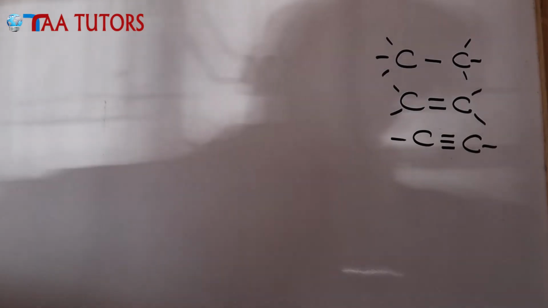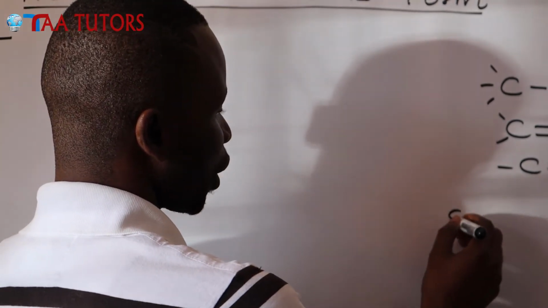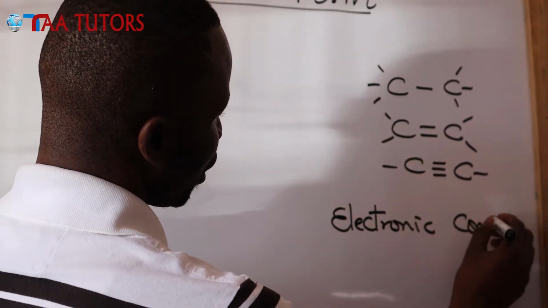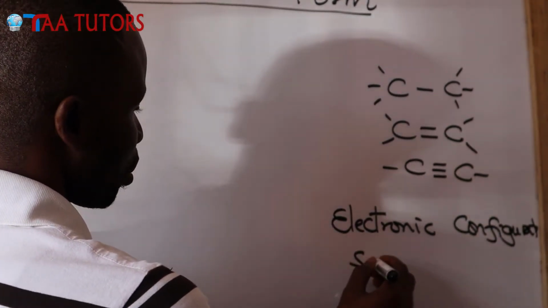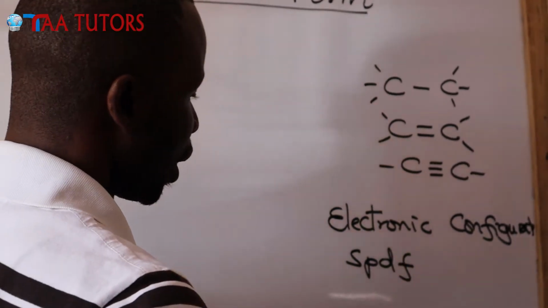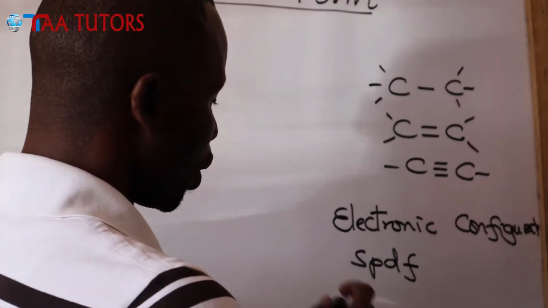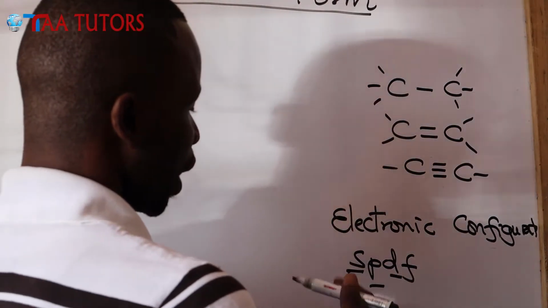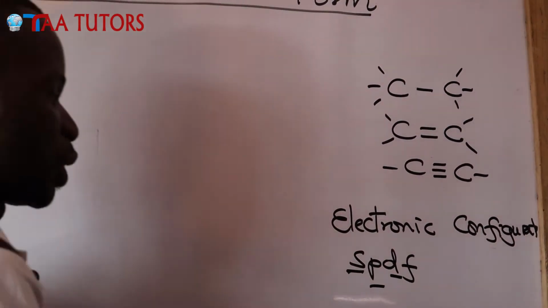Earlier in this class of chemistry, we talked about electronic configuration, using the SPDF configuration of different atoms of elements. We know the S, P, D and F are subshells: the S subshell, the P subshell, the D subshell, the F subshell. Within these subshells, we know there are orbitals.